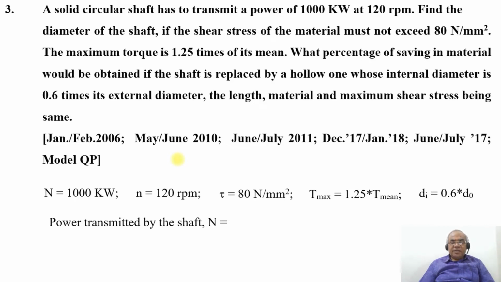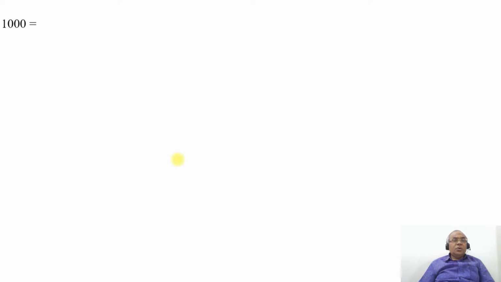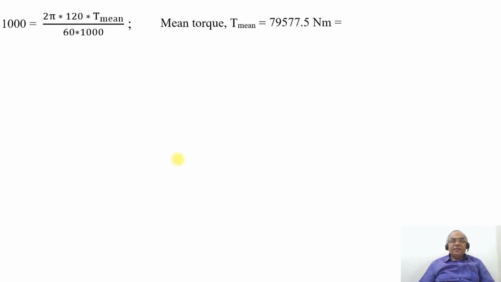The power transmitted by the shaft, capital N, will be equal to 2 pi N into T mean divided by 60,000 kilowatt. Substituting the values, power is 1000, 2 pi into 120 into T mean divided by 60,000. On simplification, the mean torque T mean will be equal to 79577.5 Newton meter. Convert this into Newton mm: 79577.5 into 10 to the power of 3 Newton mm.